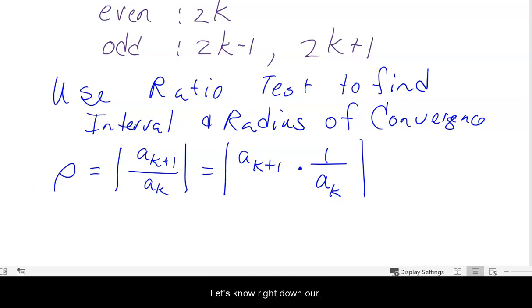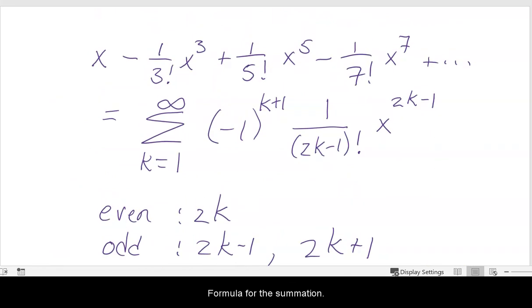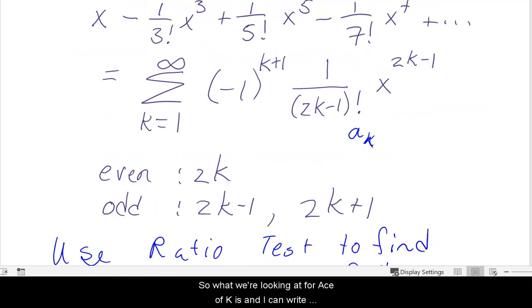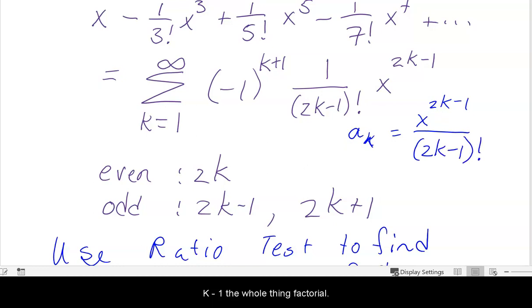Let's now write down our formula for the summation. Remember up here that when you're looking at these, the value that you consider to be a sub k does not include the negative behavior that makes it alternate. The reason is because when you put it in the absolute values, it disappears anyway. So what we're looking at for our a sub k is, and I can write them in one fraction, as 2x to the 2k minus 1 over the quantity 2k minus 1, the whole thing factorial. That is my a sub k.